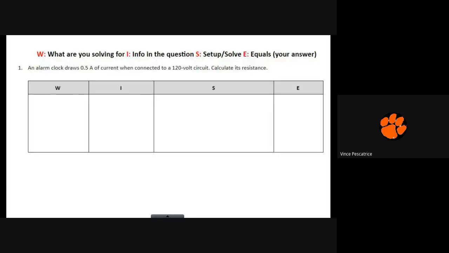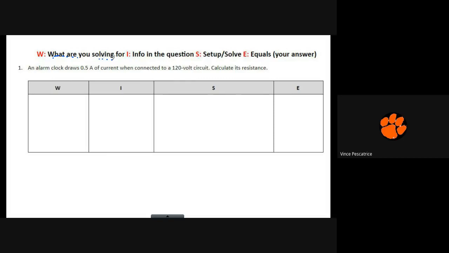Okay, so this is the WISE method, if you remember that from when we did wave speed again. It's a really simple way to organize your problems so that you cannot get them wrong as long as you put the information in. Okay, so we're going to start with W. Remember, W stands for what are you solving for?